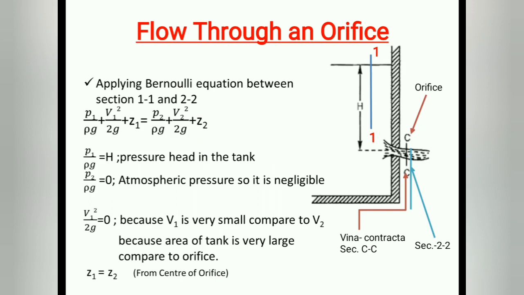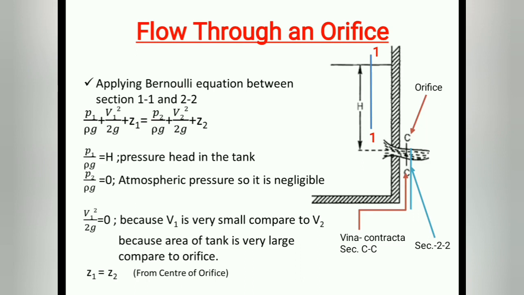P2 by rho g means, outside of the tank, the head of the water. Here we get only the atmospheric pressure as the head. This is negligible, because both at the upper surface of the tank and at the outer surface of the water we get atmospheric pressure. So on both sides it is negligible, and this term is 0. P2 by rho g is 0.